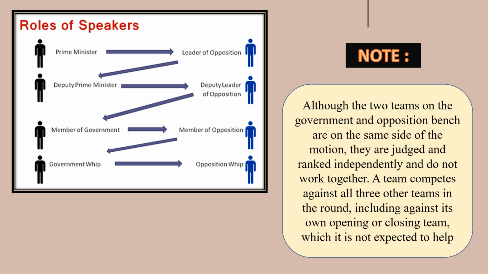And it's important to note that the two teams on the government and opposition bench are on the same side of the motion. They are judged and ranked independently and do not work together. A team competes against all three other teams in the round, including against its opening or closing team, which it is not expected to have.